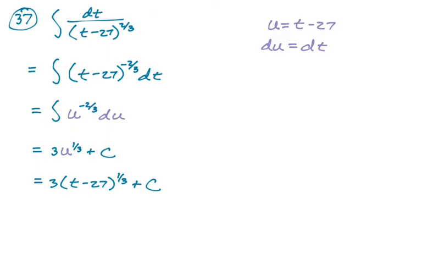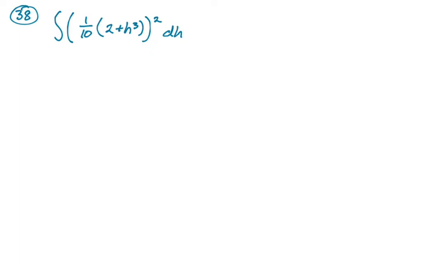All right, number 38 it is. So 38 is the integral of the quantity 1/10 times the quantity 2 plus h cubed squared. So it's the whole quantity. The 1/10 is inside that quantity, and then we're squaring that, and then dh. So h is our variable. I'm going to just expand this. This is one where we've seen a couple of times that just letting u equal the thing in parentheses doesn't seem to work, especially if there's nothing outside of the parentheses, because how would our du ever match up with anything? So we're going to expand.